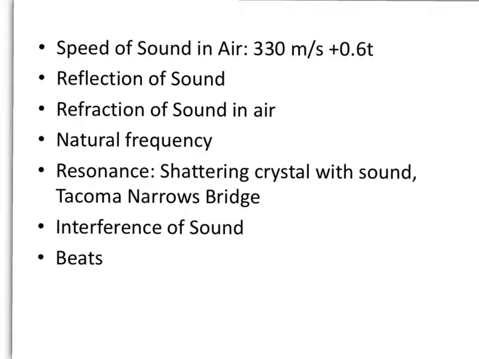Now, the speed of sound is 330 meters per second plus 0.6 times whatever the Celsius temperature is. So in other words, if the Celsius temperature was 10 degrees, for example, 0.6 times 10 is 6. So the speed of sound would be 330 plus 6, or 336 meters per second. If the Celsius temperature was 20, which is right about room temperature, then 20 times 0.6 is 12, plus 330 is 342. So the important thing to see here is that as the Celsius temperature goes up, so does the speed of sound.